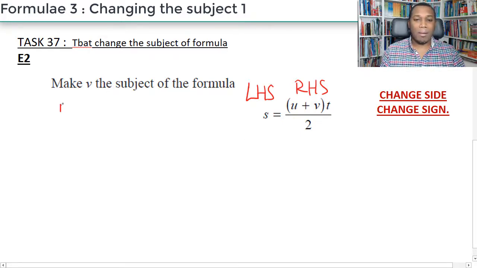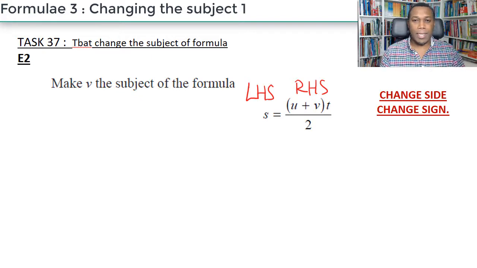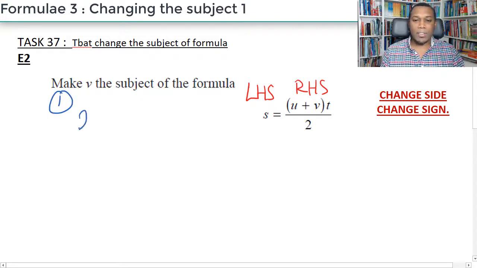My first step I'll write in blue. So the first bit I'm writing is 2s is equal to (u plus v) multiplied by t. So the divide by 2 has become multiply by 2.